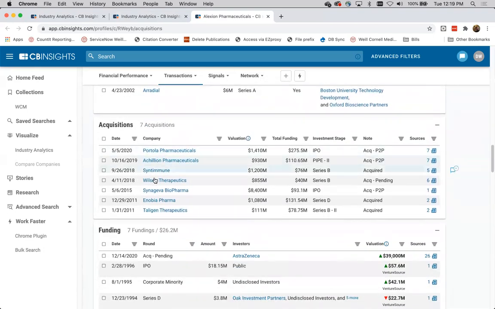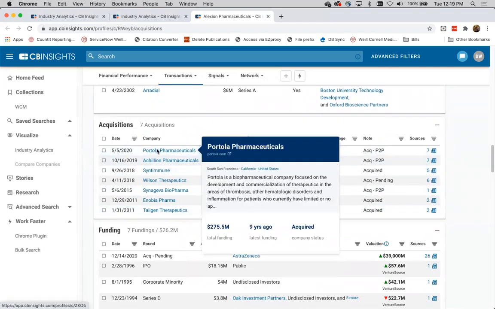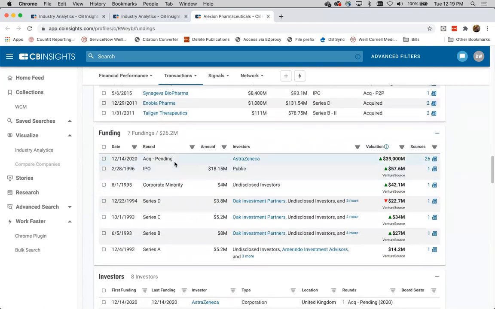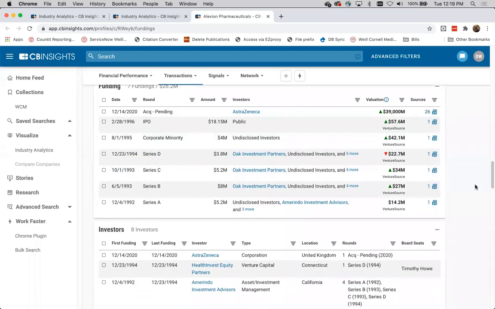It also tells you any acquisitions that have happened. Prior to the company themselves being acquired, the company acquired these particular companies as part of their growth. More information about the funding. So acquired by AstraZeneca for a pretty hefty amount. Prior to that, a good chunk of time ago, they made a public offering. And then before that, here's the information for their Series B and C fundings. So nice little growth there for this particular company.